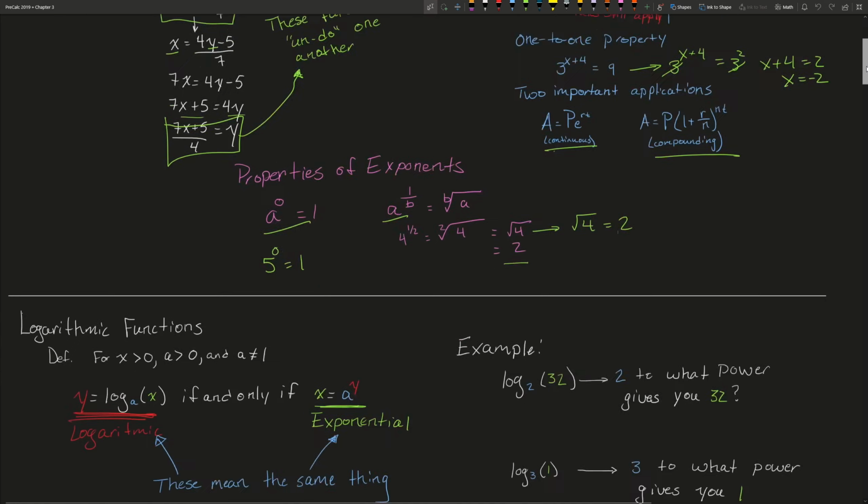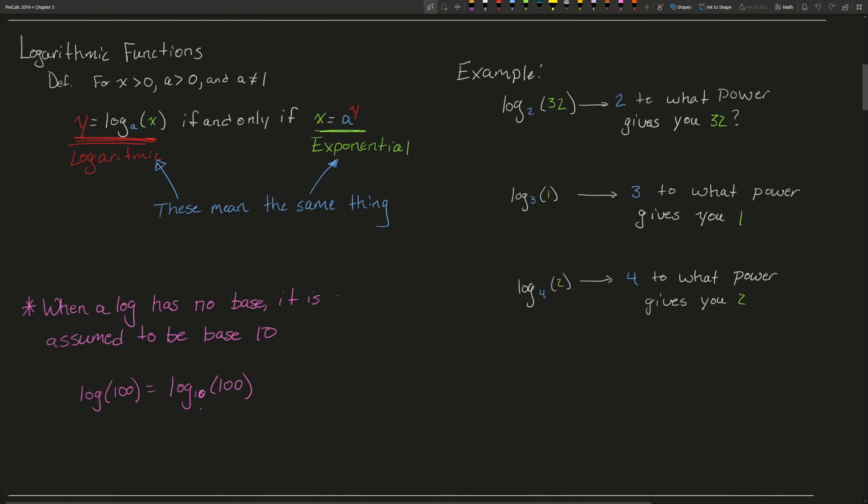So what are logarithmic functions? Very basically, logarithmic functions are the inverse of exponential functions. And the general definition goes as follows. For x is greater than 0, a is greater than 0, and a is not equal to 1, y is equal to log base a of x if and only if x is equal to a to the power of y. Both of these equations are the same thing. They say the exact same thing.